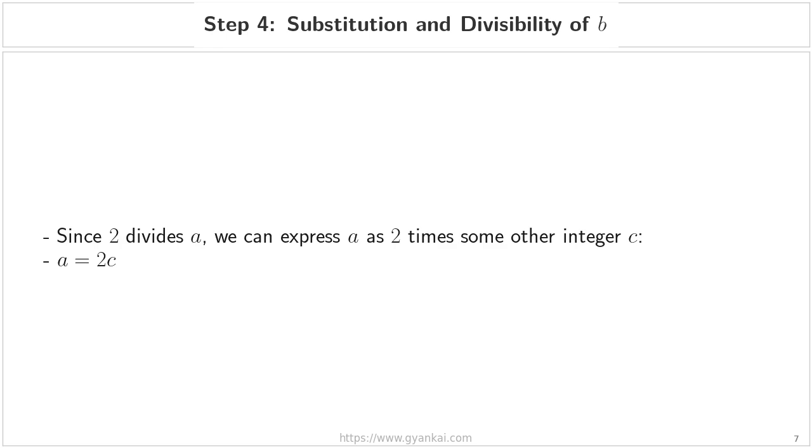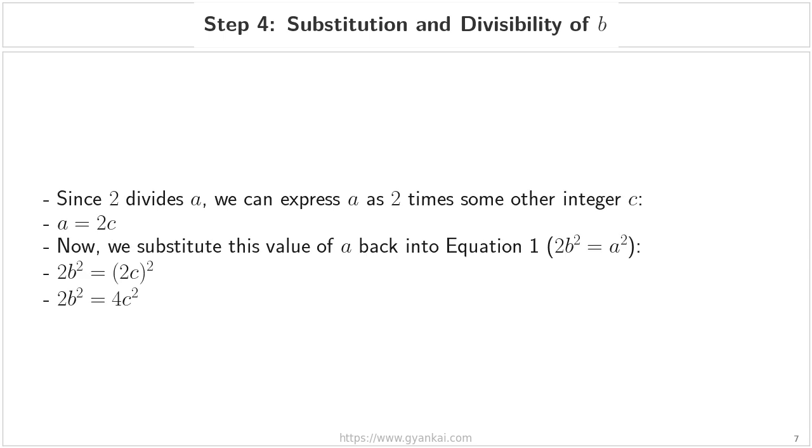Step 4. Substitution and divisibility of b. Now that we have established in the previous step that 2 divides a, we need to use this information to see what it tells us about b. Since we know that a is divisible by 2, we can mathematically express a as 2 times some other integer. Let's call it c. So we write a equals 2c.